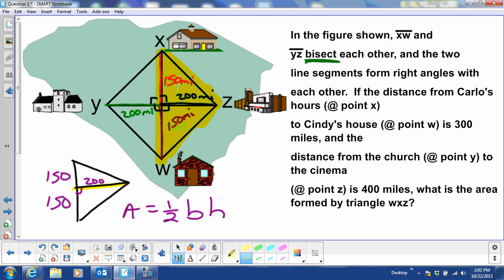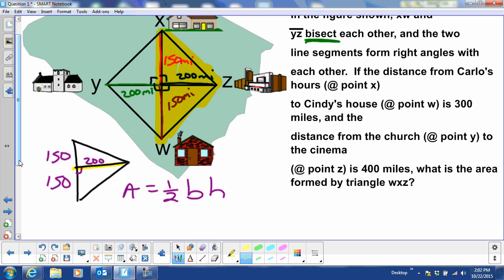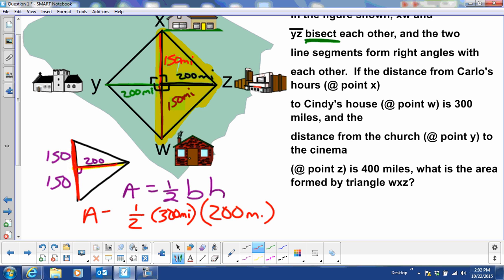So if you notice, this 200 is at a 90-degree angle. So that would be my altitude. And remember, the altitude is always the highest point to the base. So if my altitude is 200 miles, if this is the altitude, then this must be the base. Well, the base is 300 miles. I can't leave out the 1/2.